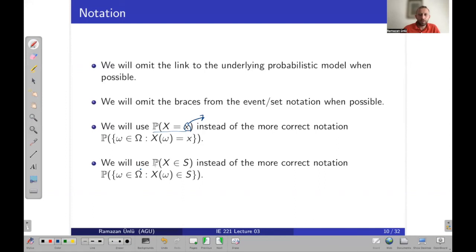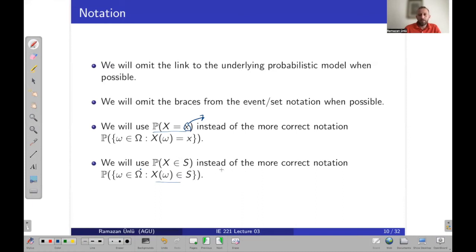We will use the probability of x in S instead of the more correct notation, that one, which is again the same logic. And this is x, I mean the v in omega such that x of v is in S. Okay, and in this case we are using the subsets of the omega. This can be any subset, and we can make it simply for this one.